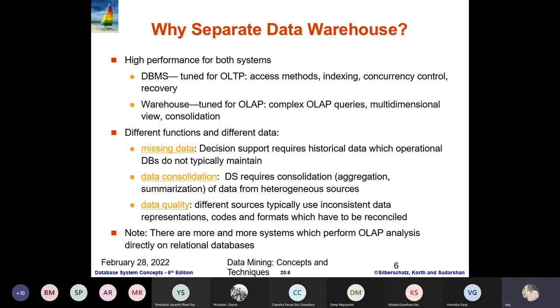Data consolidation. A decision support system requires consolidation, like aggregation and summarization of the data from heterogeneous sources, whereas in the case of OLTP that may not always be a requirement. Definitely there are aggregation operations and things like that, but the scale at which our decision support system works is a different scale, right? Data quality: different sources typically use inconsistent data representation, codes, formats, and so on. So there is not only a quality issue, there is a serious challenge of data interoperability, right? How will the data interoperate?